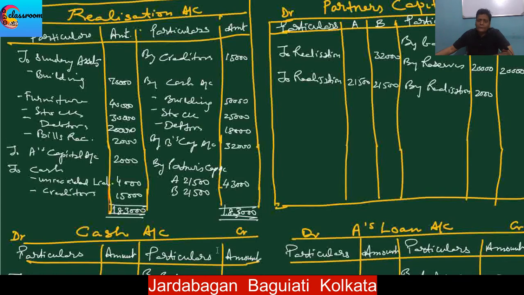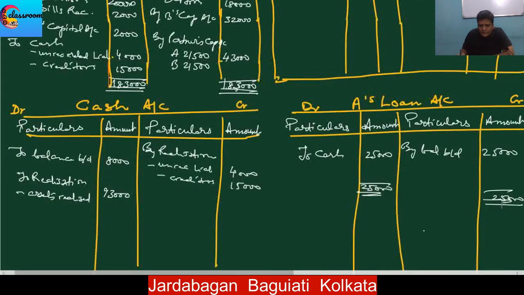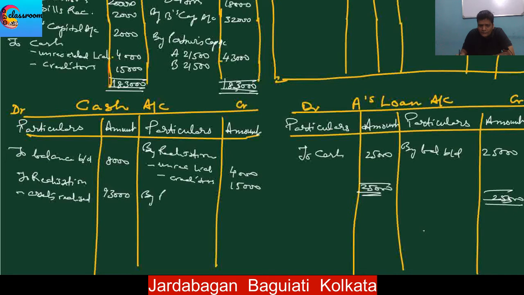Now we need to close the partner's loan. Having closed the realization account, we have paid off all the outside liabilities. Now the next turn is to pay off the partner's loan. So we write the entry over here. Partner's loan account debit to cash 25,000. This is closed. And in cash account, we will write over here by partner's loan. We need to complete the cross postings hand to hand by partner's loan, by A's loan.